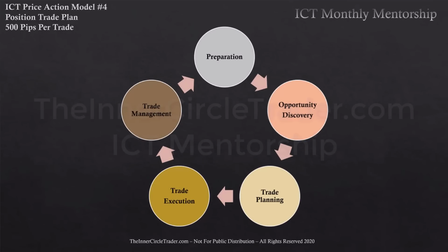As always, we start with our initial slide here that gives us an overview of the process. And you've seen this now 3 previous times, and it'll look like this every single time we do a trade plan. But it always starts with preparation, and then the next stage is opportunity discovery, trade planning, trade execution, and finally trade management.